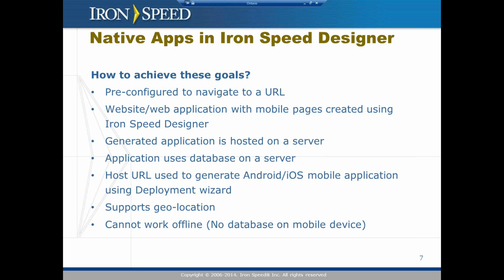Once you do that, then you come to the deployment wizard of the IronSpeed Designer and generate your Android application using the URL, so that whenever the native application is launched, internally, it actually redirects to the URL that you have specified while generating the application. Meaning, it's the hybrid native application. Although it can be downloaded from the App Store, whenever you launch the application, it is actually running the website that you have already specified while generating the application.